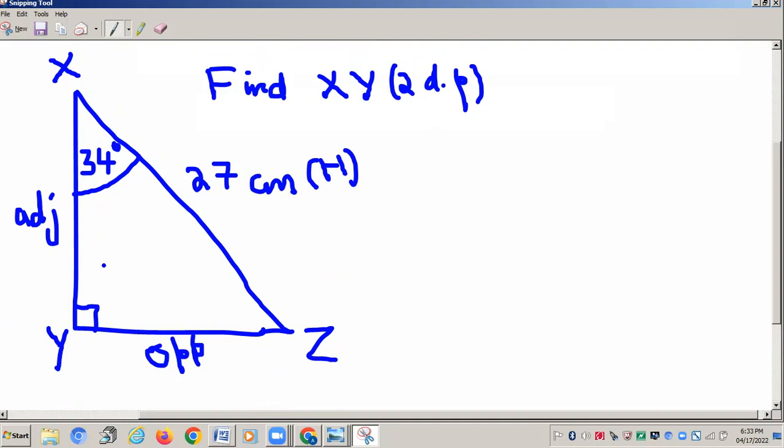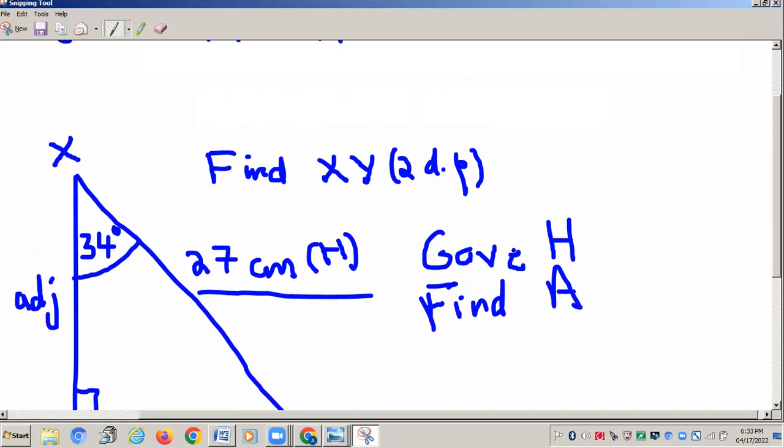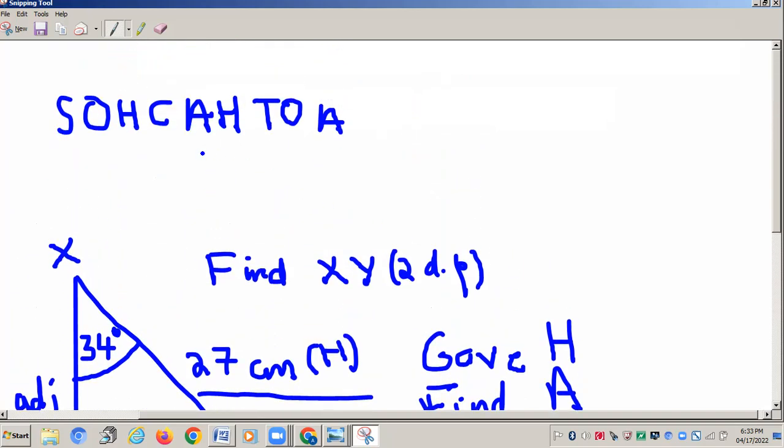Yes, sir. And which side did they give us? H, the hypotenuse. So they gave us H, and we need to find A. Which formula has A and H in it? Cosine. Exactly. So that's what we're going to use. You following? Yes, sir. That's how you know which one to use here.